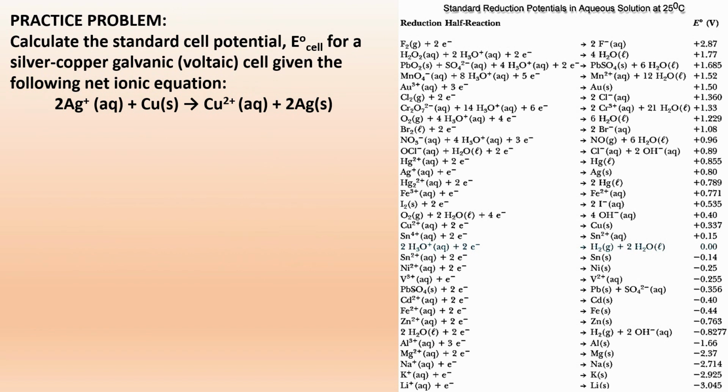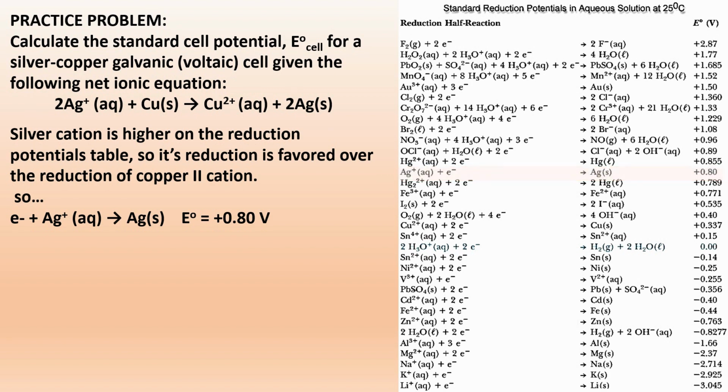Now for a practice problem. Calculate the standard cell potential, or E-cell, for a silver-copper galvanic or voltaic cell given the following net ionic equation, where 2 moles of aqueous silver cation reacts with 1 mole of solid copper, producing 1 mole of aqueous copper 2+ cation and 2 moles of solid silver.